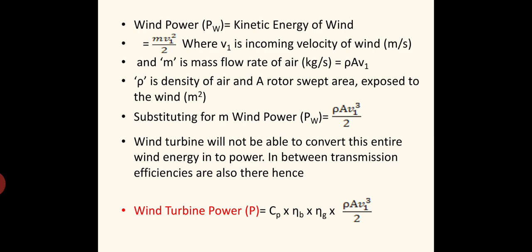So the wind turbine will not be able to convert this entire wind energy into power. In between, transmission efficiencies are also involved, hence the wind turbine power. This is the actual power output from the wind turbine, that is wind turbine power. The earlier one, wind power, is the power associated with the wind, and wind turbine power is the power output that we are getting from the wind turbine.